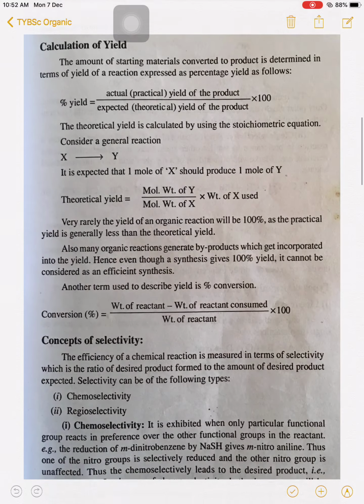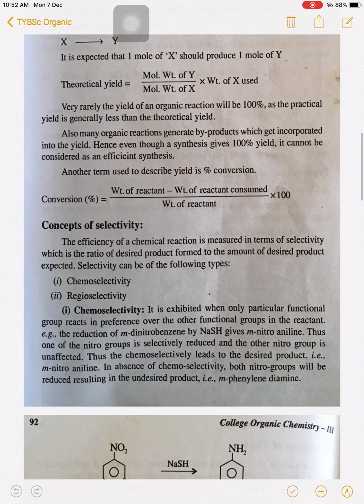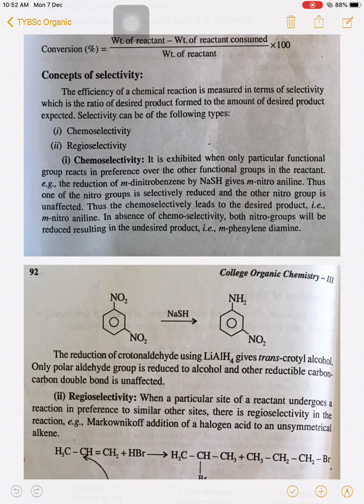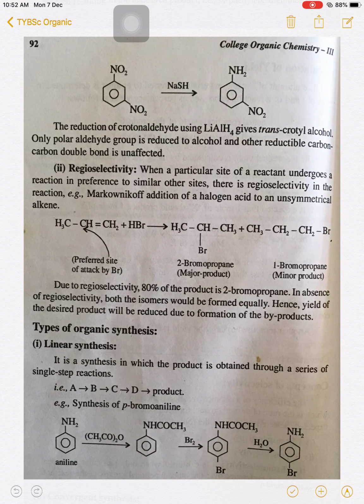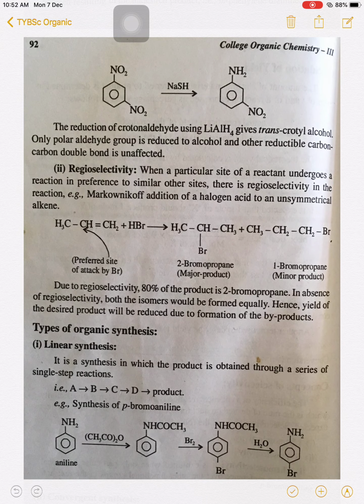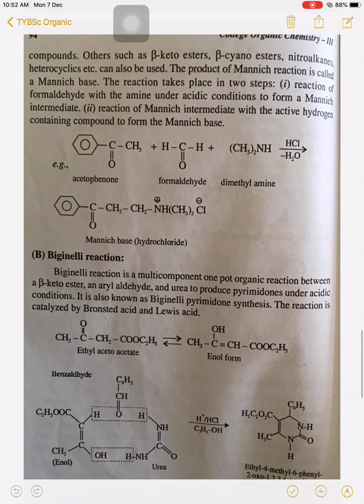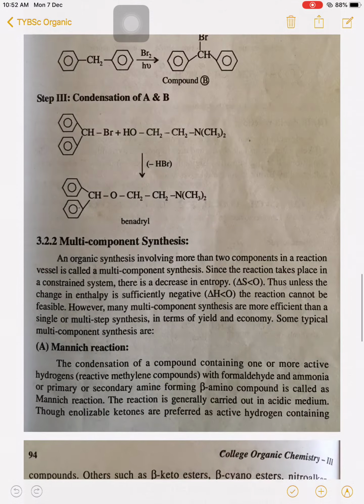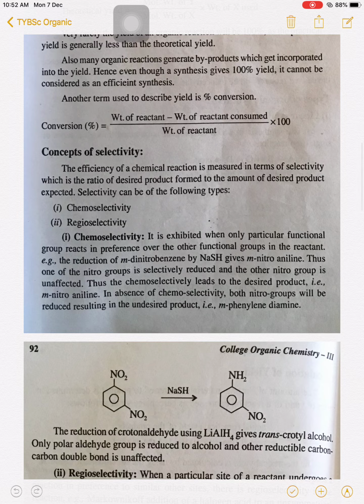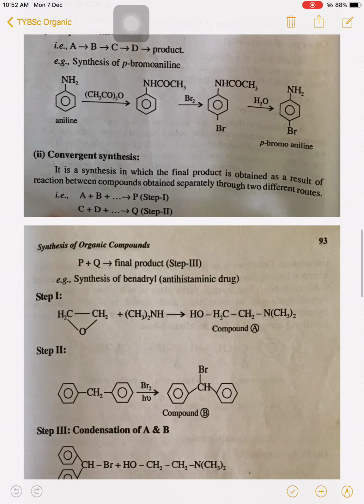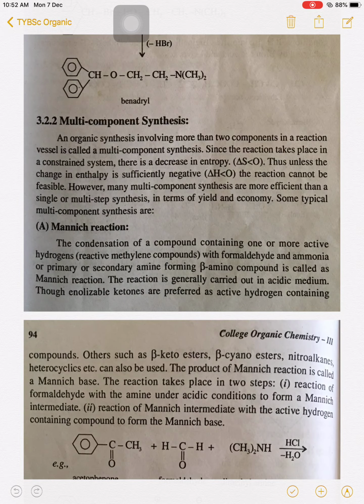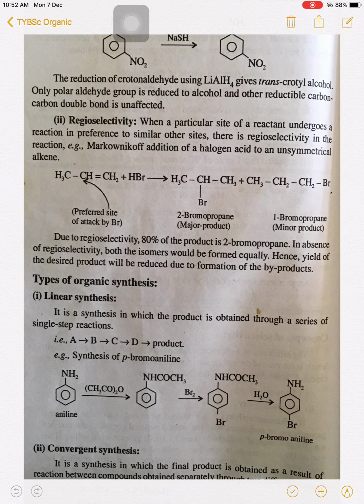What are the criteria for ideal organic synthesis, what is percentage yield, what is meant by chemoselectivity, and what is meant by regioselectivity. In the next lecture we will start types of organic synthesis.